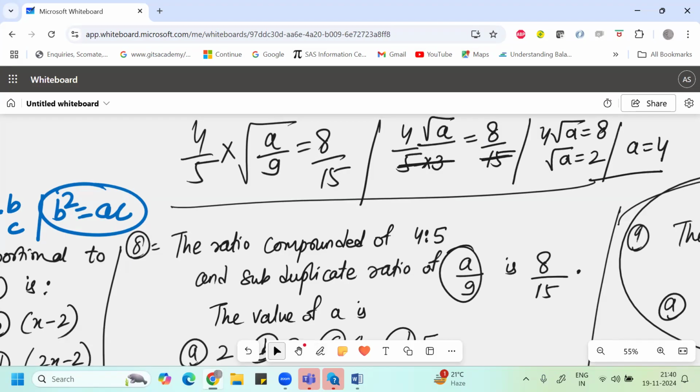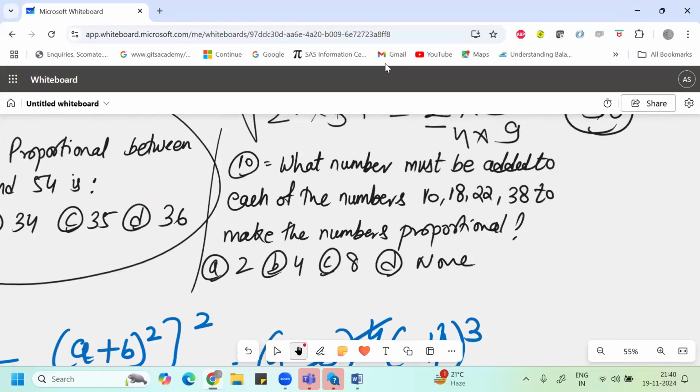Any doubt? Clear? Any doubt? Fine now. Question number 8 clear with everyone. Now try this question number 10.